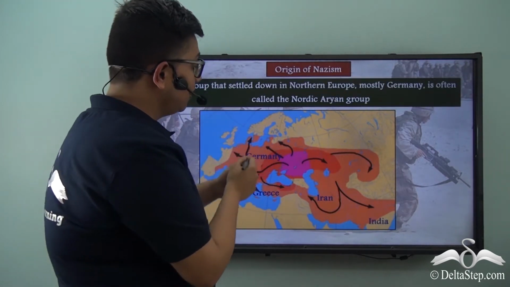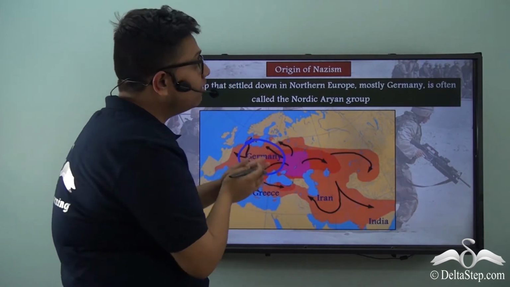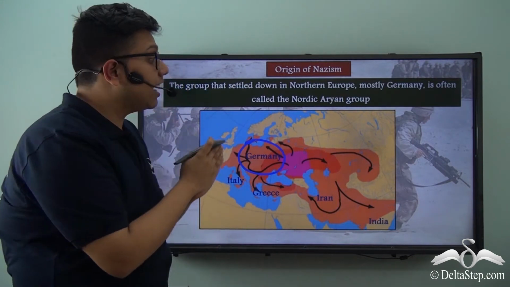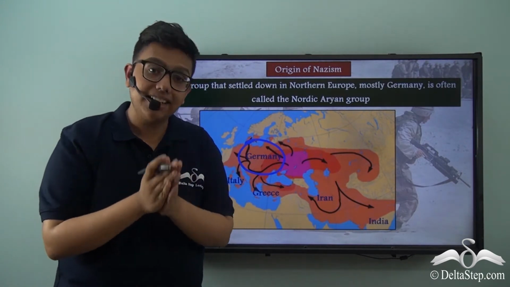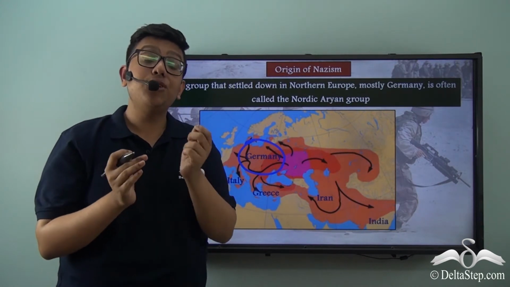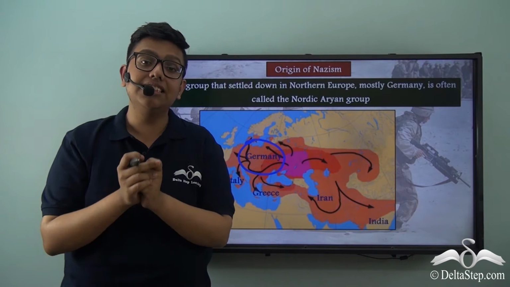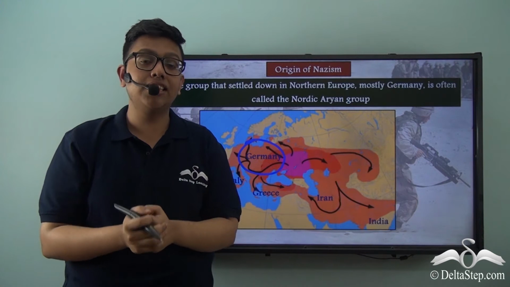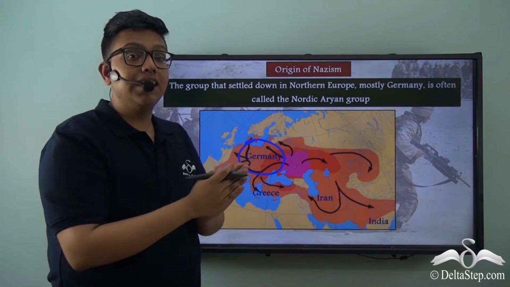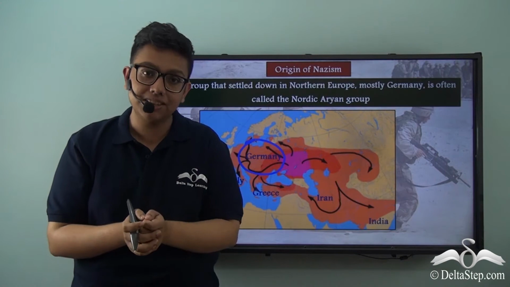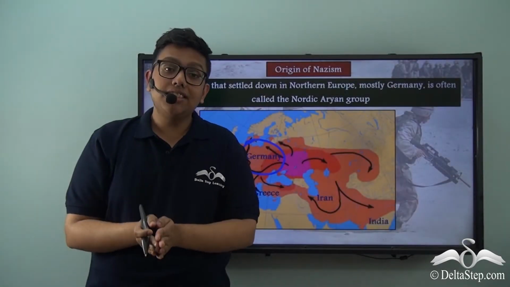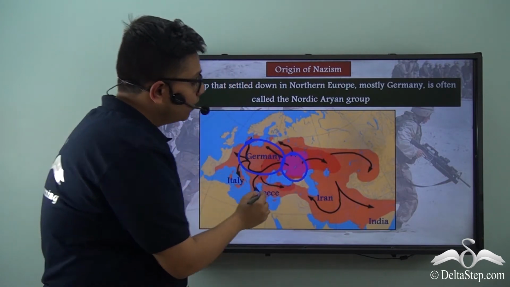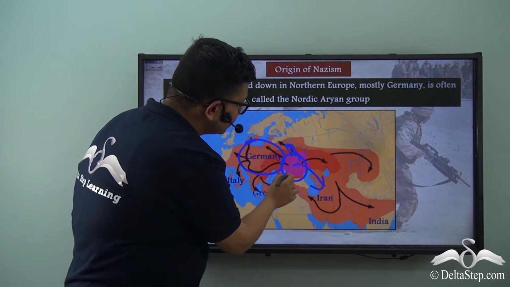Now, the group that settled down in Northern Europe, particularly in Germany, is often called the Nordic Aryan race or the Nordic Aryan group. It is the Nordic Aryan group from which the Germans trace their lineage, and the Nazis considered the Nordic Aryan group to be a master race, a race above all, as when the Nordic Aryan group migrated to Germany, it was able to fight off all the local tribes and gain control. Now, the swastika happened to be a symbol of the Aryans who originated in Central Asia and who brought it to the various other places they migrated to.